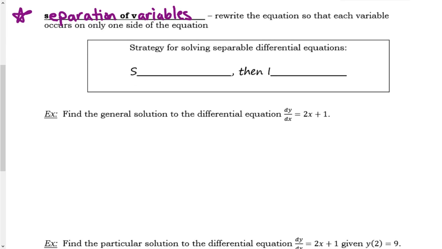So here's our strategy in our box for solving a separable differential equation. First we separate, and once we separate, we're going to treat it like an antiderivative, which means we integrate. So again, those are the two steps: separate and integrate. So let's look at this first example.